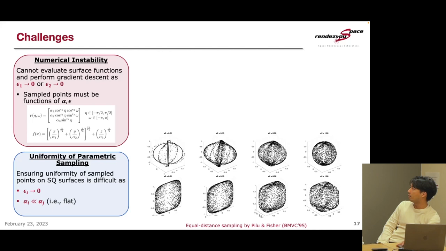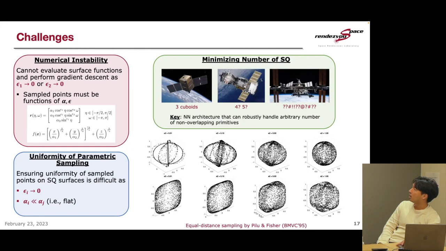And the third one is, how are we going to find the optimal number of superquadrics to describe our object? So with the CubeSats, we can see that these are three cubes. With the Soyuz, maybe four or five, but if we have a very complex object, how is the neural network going to decide how many superquadric primitives we need to use? And this is actually quite challenging, because the way neural networks are built is that they need to have fixed inputs and fixed outputs, in terms of the dimensionality of the tensors of the input and output. So it's difficult to design a neural network so that it always outputs the optimal number of primitives.